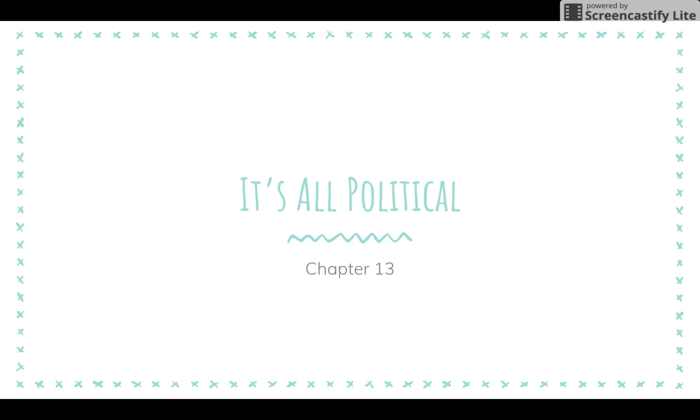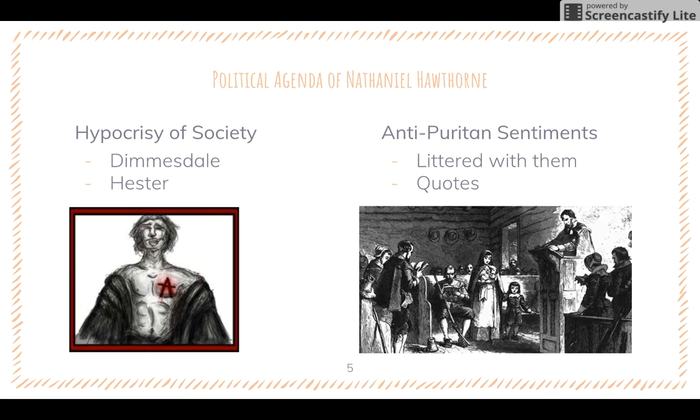Next chapter I did was "It's All Political," chapter 13. So Nathaniel Hawthorne definitely had a political agenda when he was writing this. He talked a lot about the hypocrisy of society, how Dimmesdale is unpunished for the whole book. He feels really guilty because he also participated in the sex with Hester, but society doesn't know that, and therefore he keeps condemning Hester and he keeps preaching, and he's just this huge hypocrite.